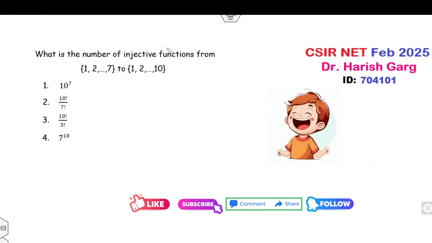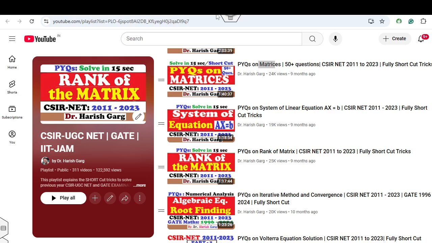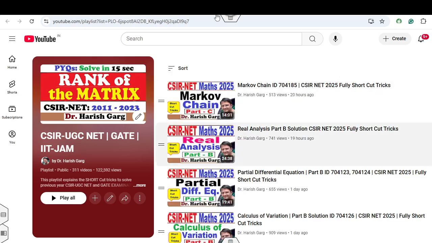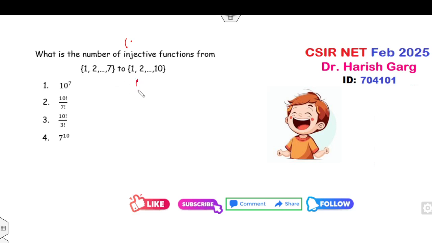ओके, ये सेम क्वेश्चन मैंने आपको रियल एनालिसिस की वीडियो में भी अपलोड करा है, लेकिन वहां पे थोड़ा सा मेरे से मिस्टेक हो गया. फाइन, तो इसलिए मैं इसको दोबारा से कर रहा हूं. क्या शॉर्टकट ट्रिक्स बताई थी मैंने? अगर f इज द मैपिंग फ्रॉम a टू b such that cardinality of a is n, cardinality of the b is m, then the number of the 1-1 maps is m P n.